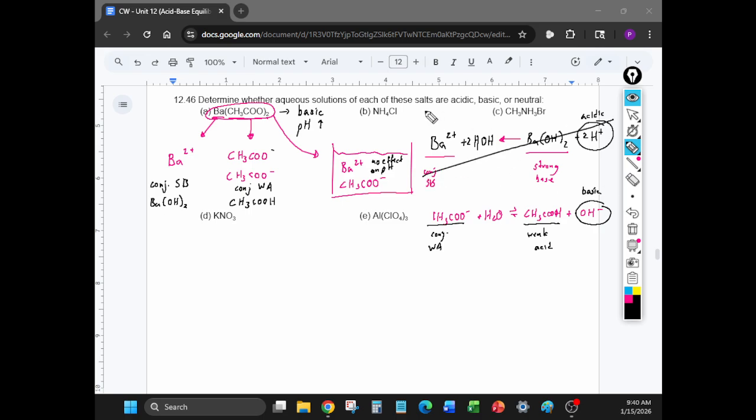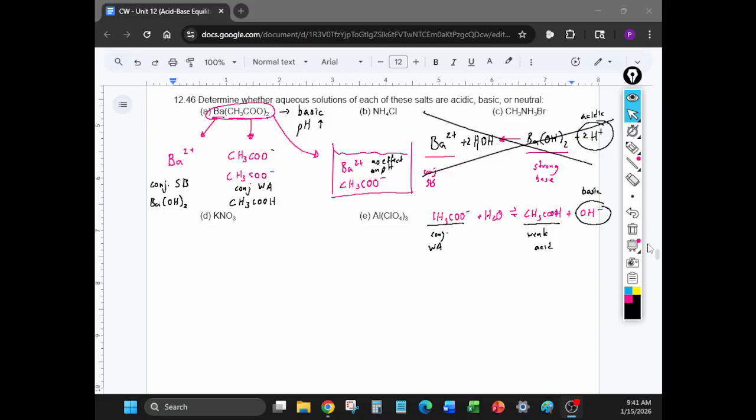This one up here does not happen. And so since only more OH minus is formed, this salt is going to make the solution more basic. So that's the way that you want to think about it. So this would be a good spot to pause the video and see if you can figure out if the other four salts are going to make the solution acidic, basic, or have no effect. So pause the video and see if you can try that out.